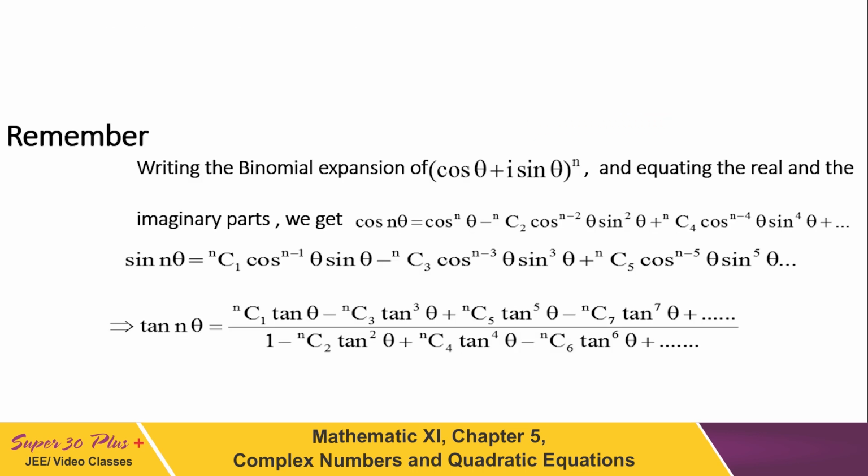Students, we have to remember one thing: if we write the binomial expansion of (cos theta plus iota sin theta) whole power n and equate the real and the imaginary parts, we get that cos n theta is equal to cos^n theta minus nC2 cos^(n-2) theta sin^2 theta and so on, and sin n theta is equal to this. After obtaining sin and cos, we can find tan n theta also, and the combination for tan n theta is written here.